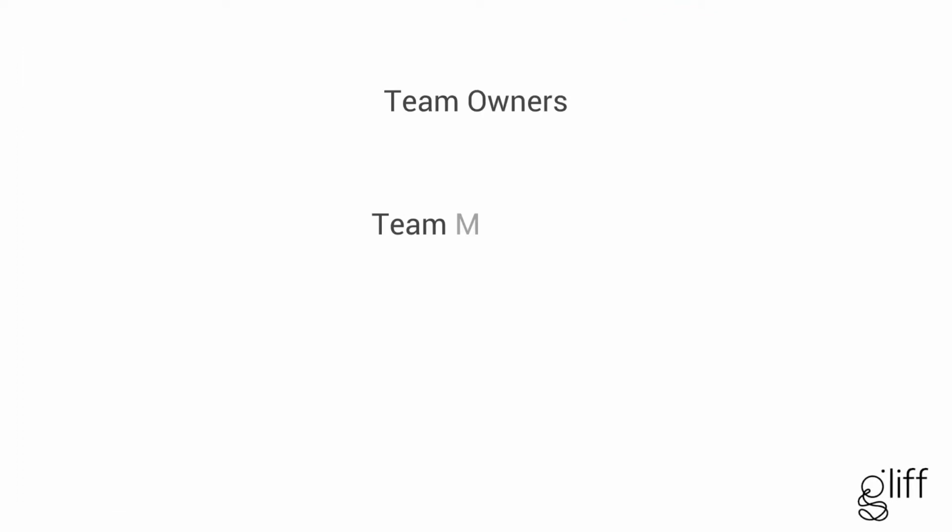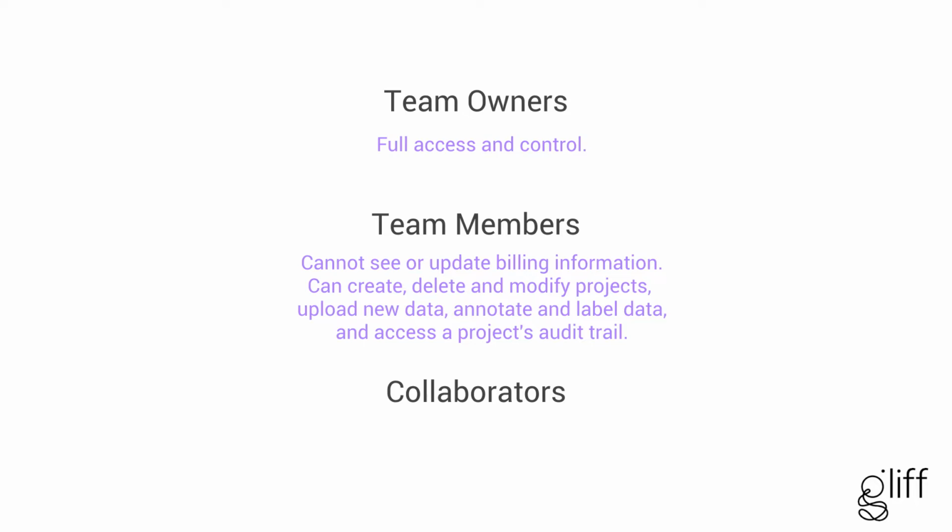The gliff.ai platform has three user categories. Team owners are granted full access and control. Team members cannot see or update billing information, but can create, delete, and modify projects, upload new data, annotate and label data, and access a project's audit trail. The third and final user group, collaborators, can only annotate and label images which are assigned to them. The collaborator accounts are really useful if your team has external domain experts with specific knowledge that you want to include in your dataset development.